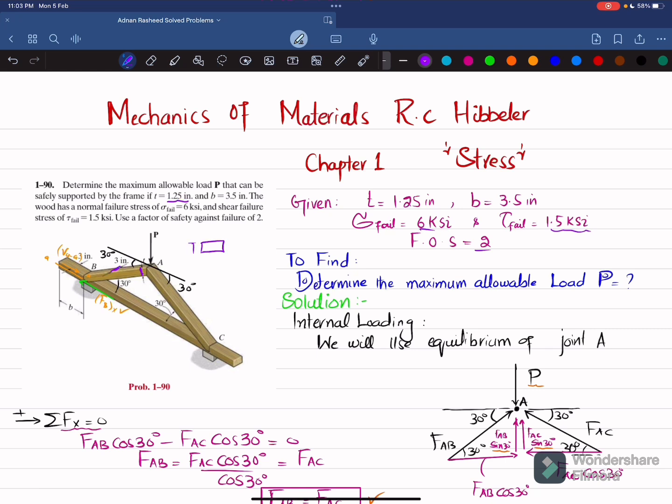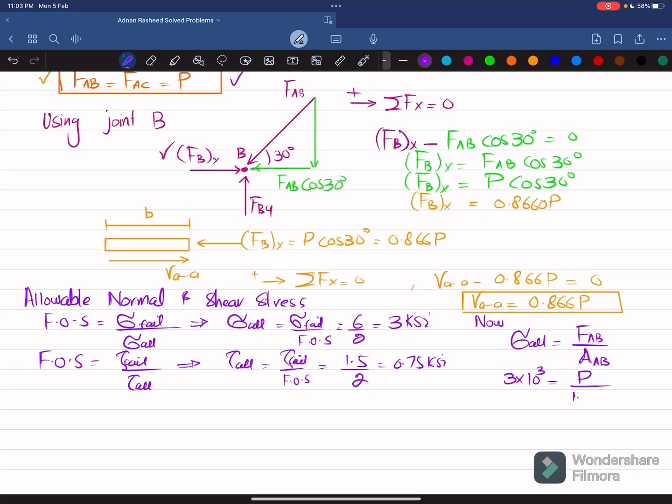So 3, this is 1.25, and this is 3.5 inch. So this is the cross-sectional area. So I will write 1.25 multiplied by 3. So from here you will get P will be equal to 11.25 kip. But that is for allowable normal stress.